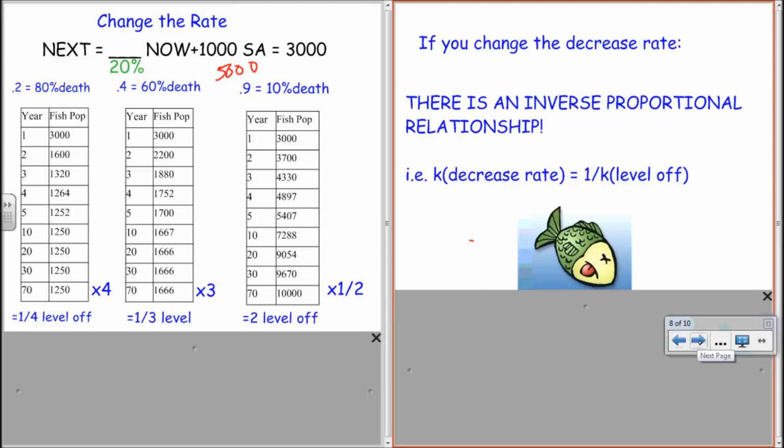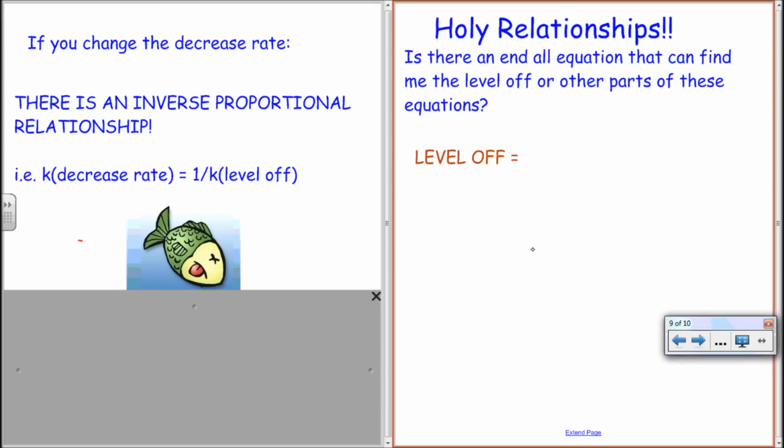So to conclude, there's a lot of relationships we just talked about. We could change 3 things. We could change the initial population. We could change the restock. We could change the death rate or decrease rate. So that's a lot of stuff to remember. So I wonder if there's an end-all equation that can find me the level off. Where is this going to level off? Maybe if I change how many fish I start with, or change the death rate, maybe change 2 things, can I find the level off quickly?